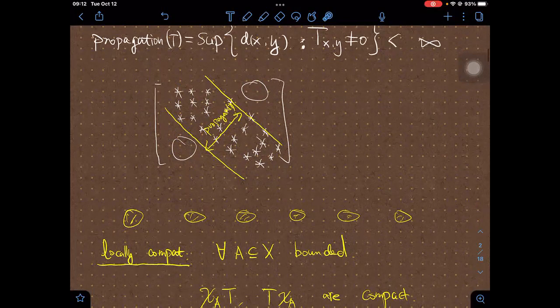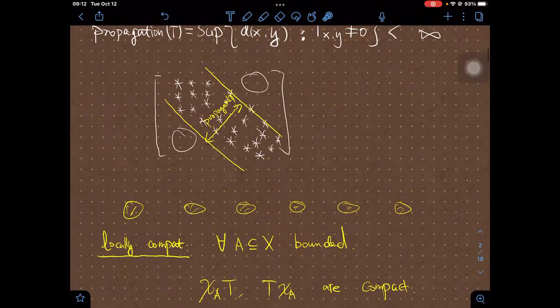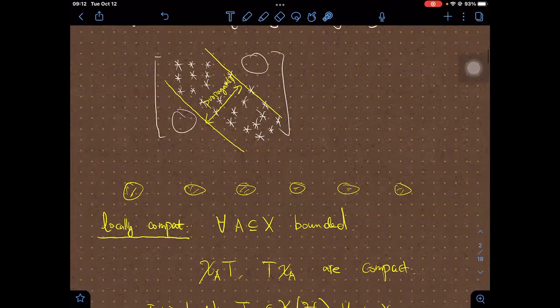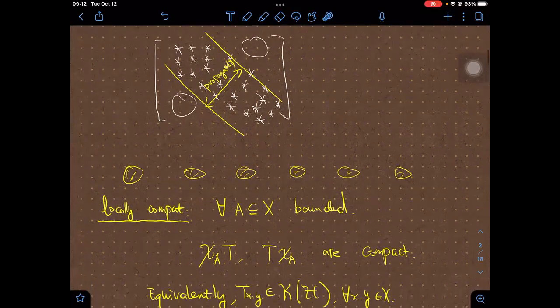The concept of propagation comes from physics. It's just like how far some signal can transfer. For example, if we have a bunch of islands in the sea, and you have a signal that is transported to other places using some machine, the propagation of the machine is how far the signal can be transferred. So if the propagation is small, then this is quite isolated, and this is a very important philosophy in the definition of the localization algebra. I will talk about it later.